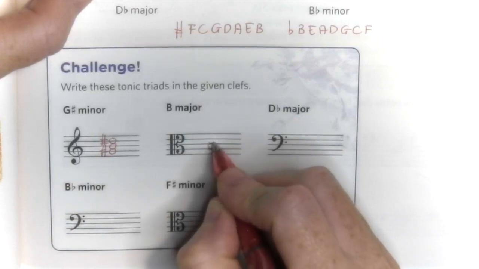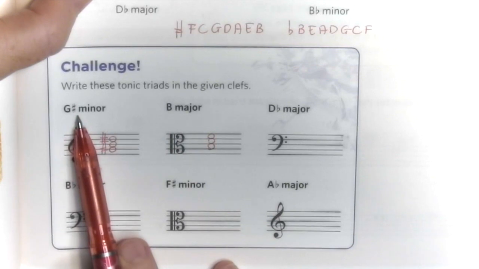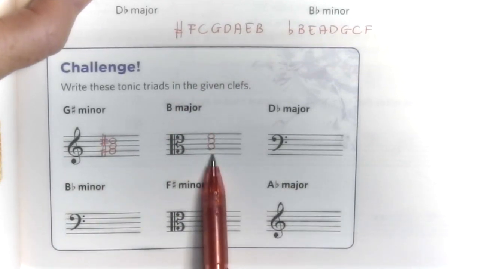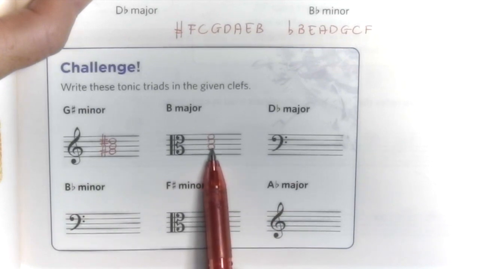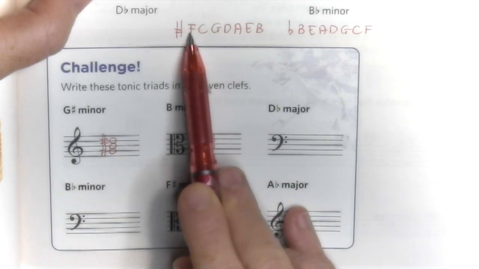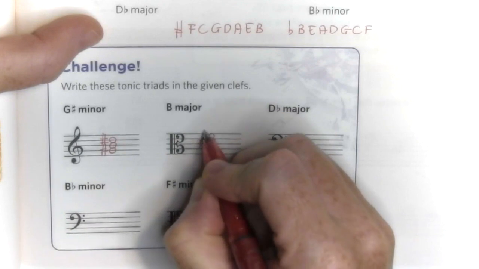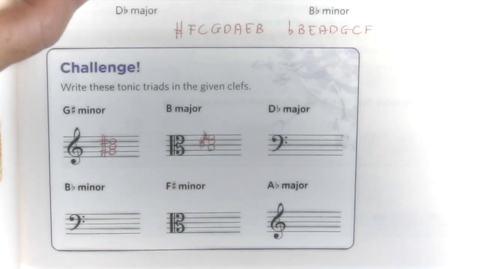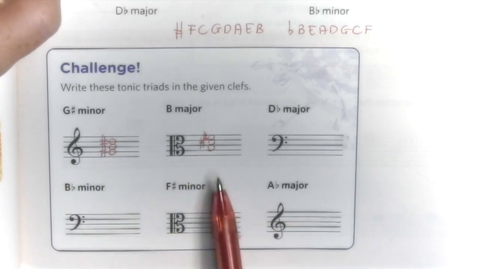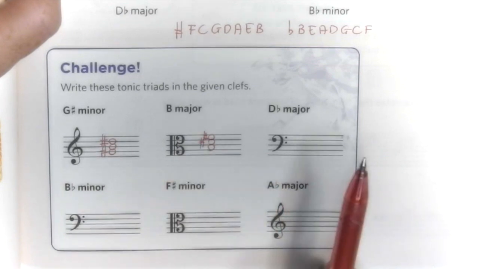Now, 1, 2 and 3. B major, we did it here, has 5 sharps. So, si, do, re, mi, fa. So 2 sharps, re and fa. And here it is. The challenge here, I think, is to write the notes in the right way, given the clefs that we have.